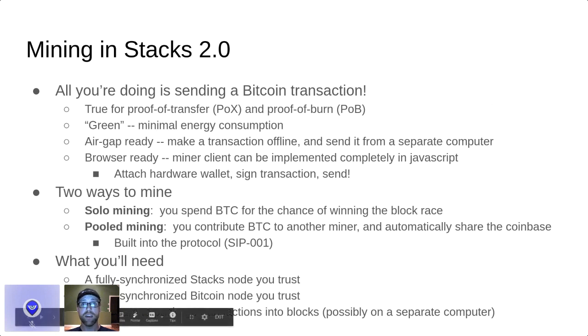So in order to begin mining on the Stacks blockchain, you'll need three things. You'll need a fully synchronized Stacks node that you trust that's online. You'll need a fully synchronized Bitcoin node that you trust and is online. And you'll need a program to package transactions into blocks, possibly on a separate computer, possibly on the same computer. It depends on your setup. And this will be the mining program.